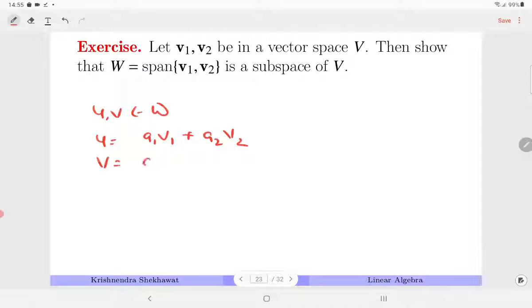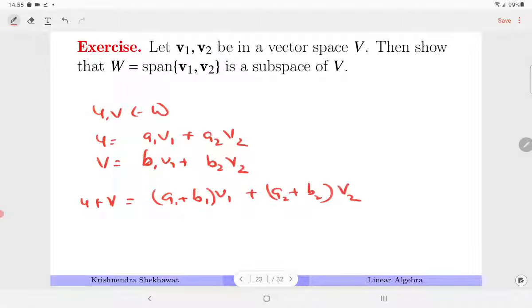v looks like b1 v1 plus b2 v2. u plus v, how does it look? It is (a1 plus b1) v1 plus (a2 plus b2) v2. Again, when we are writing plus, it means we are talking of vector addition. Always think we are in a vector space. So now u plus v is again a linear combination of v1 and v2, and therefore u plus v belongs to W.